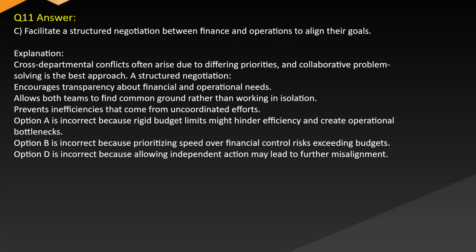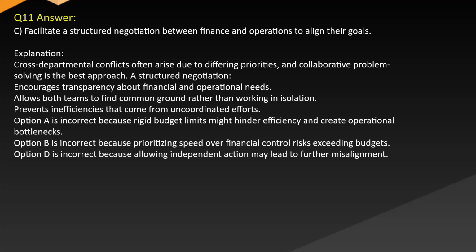Answer: C. Facilitate a structured negotiation between finance and operations to align their goals. Explanation: cross-departmental conflicts often arise due to differing priorities, and collaborative problem-solving is the best approach. A structured negotiation encourages transparency about financial and operational needs, allows both teams to find common ground rather than working in isolation, and prevents inefficiencies that come from uncoordinated efforts.